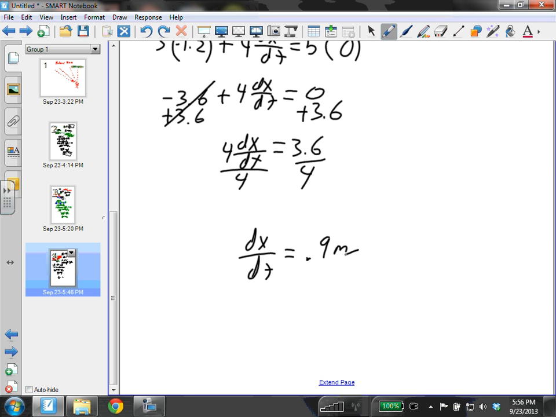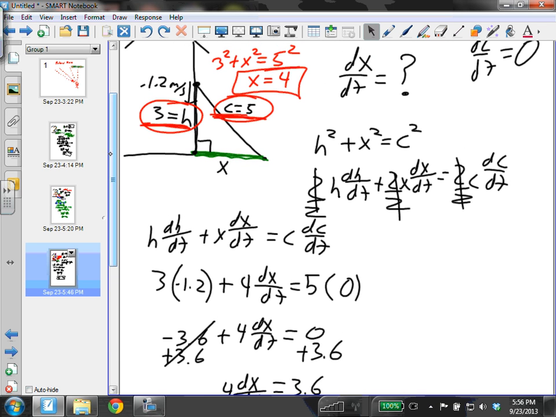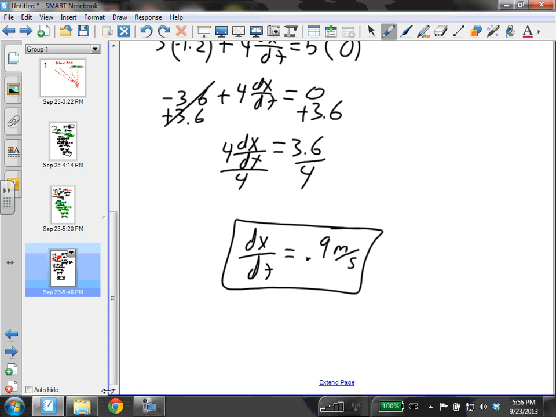0.9 meters per second. And you can see that this is a positive number, which is a good sign, because if the top of the ladder is moving in a downward motion, this outside piece of the ladder should be moving out, which means this total distance right here should be stretching, getting longer. And so the fact that we have a positive answer is a good sign, because that means that the distance will be getting longer.